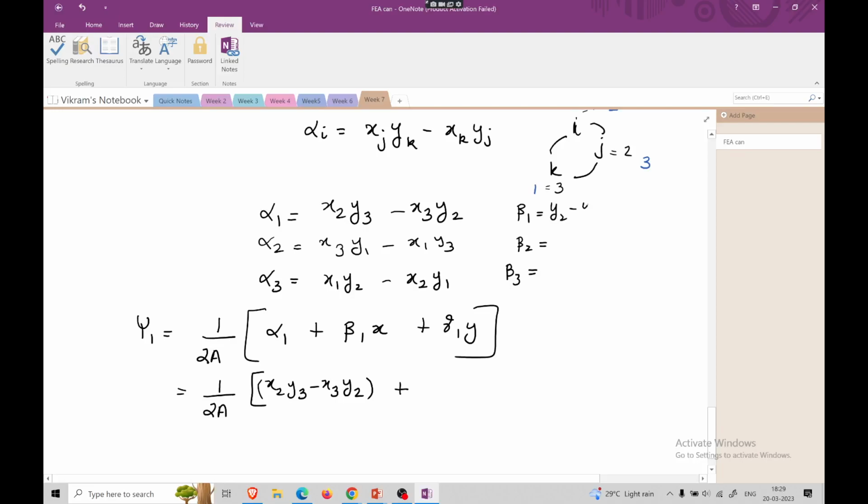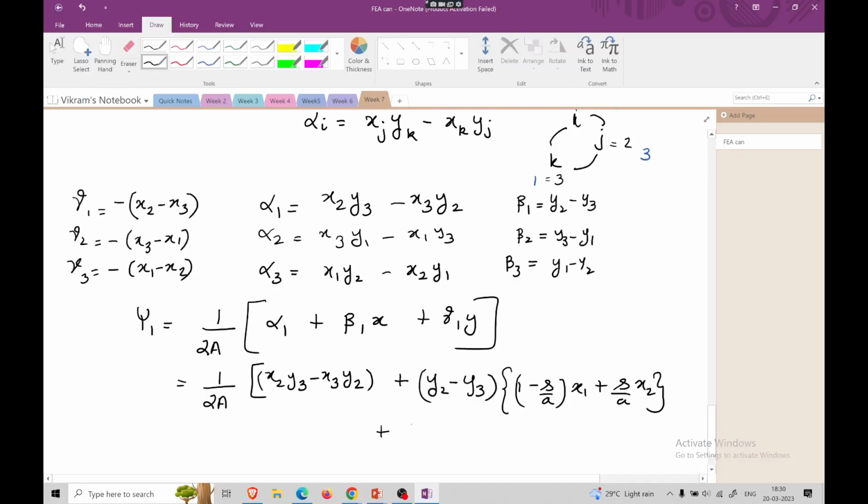So this I have substituted. Then gamma 1 will be, so this plus will become minus. Same thing, I am going to substitute y as 1 minus s by a into y1 plus s by a times y2. Why I am doing everything is I want to get psi 1 in terms of x comma y. I have to bring it in terms of s. So that is why I am doing all this.